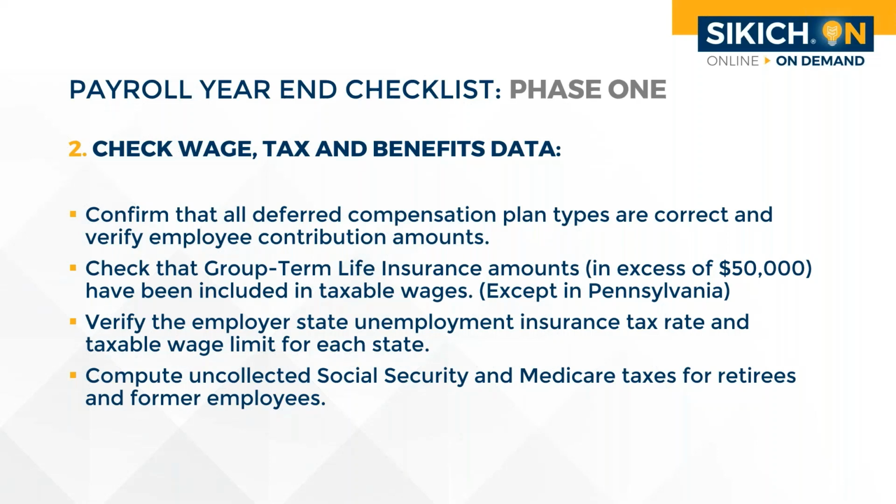You want to make sure that the group term life insurance amounts in excess of $50,000 have been included in taxable wages. Now, there's no such thing as saying, okay, for $75,000, this is the amount. No, not true. What happens is it's based upon the dollar amount over $50,000 with an age factor built in. So check with your group term life insurance supplier or the vendor as to what those amounts are and how to impute them onto the employee's wages.